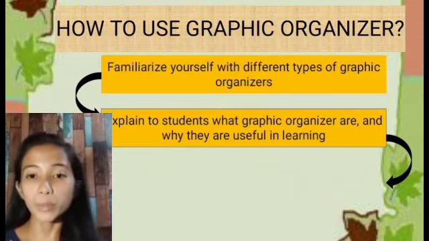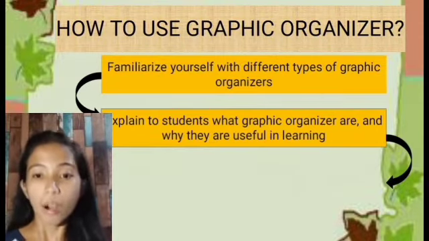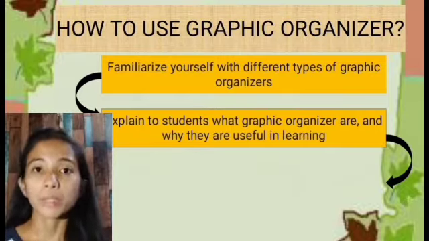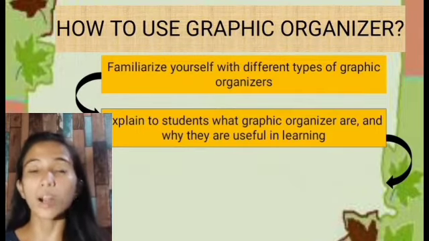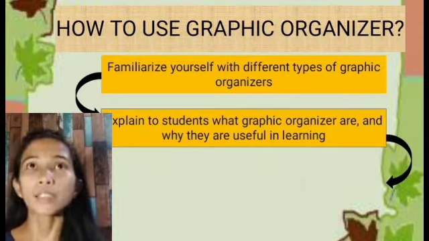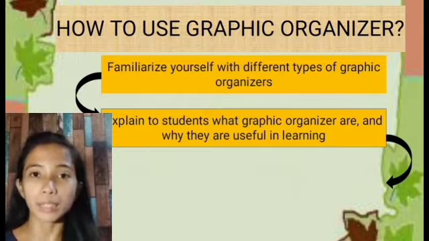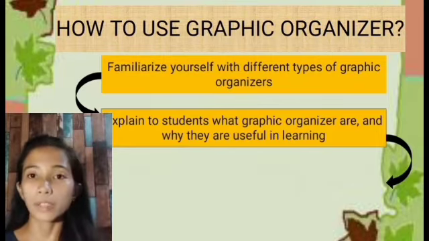Second, explain to students what graphic organizers are and why they are useful in learning, so that the students will be guided and enlightened, and understand the use of graphic organizers. You should tell them why you use graphic organizers in your class, so that they will not feel or think that they are being misled.